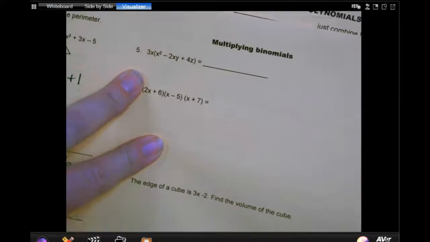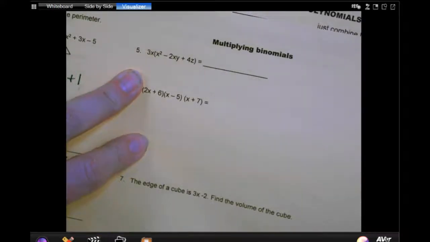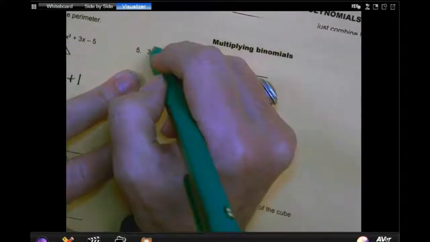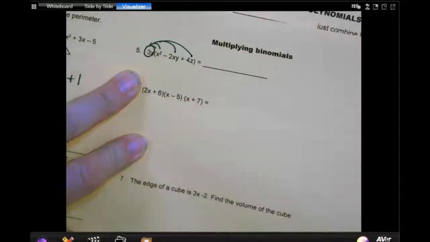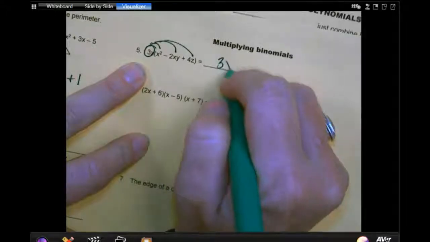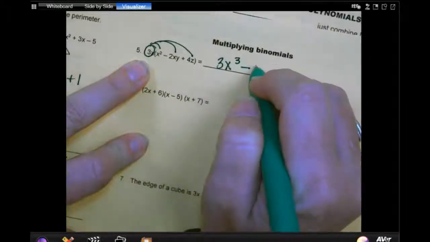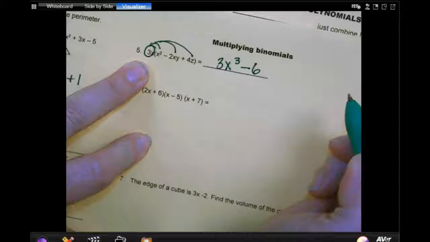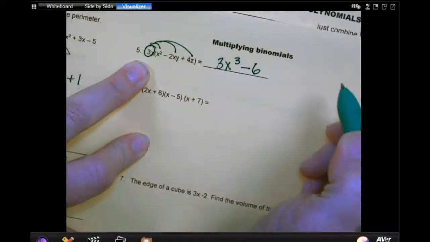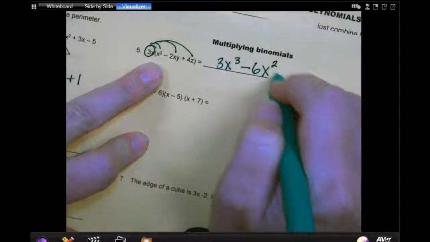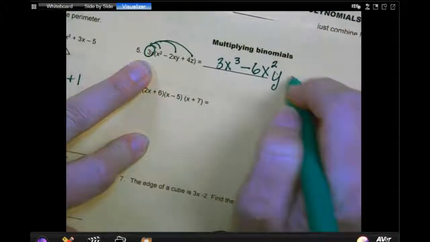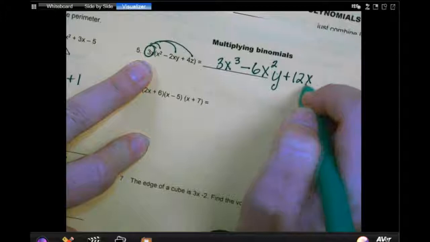So on number 5, does anything change here? Because now what am I multiplying by? I'm multiplying the 3x times all three things. So I'm going to get 3x to the third minus 6. And what do I get here? What's the exponent on the x? 2, and then the y, and then plus 12xz.